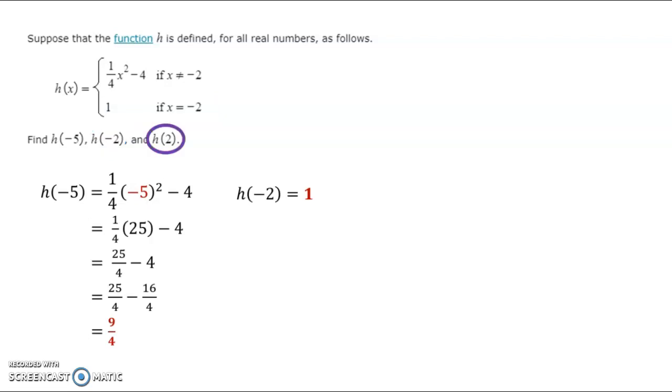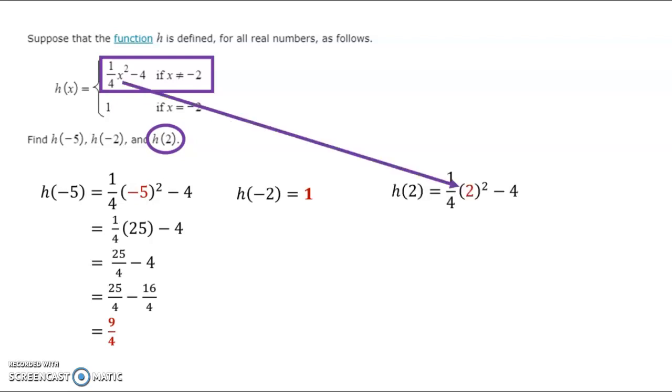Lastly, for h of 2, the domain would be when x doesn't equal -2. So I take the definition and replace the x with the function value of 2 and simplify. 2 squared is 4. Then I would have 4 over 4 minus 4, which is 1 minus 4, which is -3.